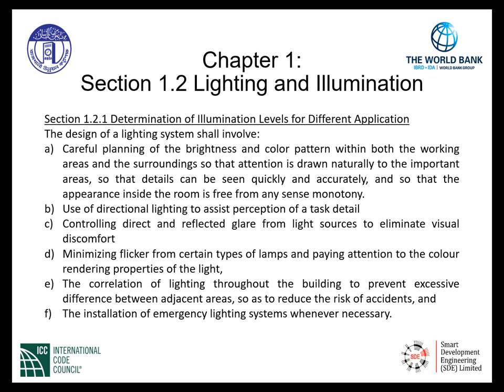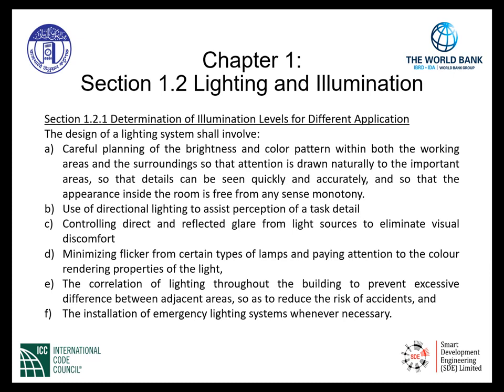Section 1.2, Lighting and Illumination. Determination of illumination levels for different applications. The design of a lighting system shall involve the following.